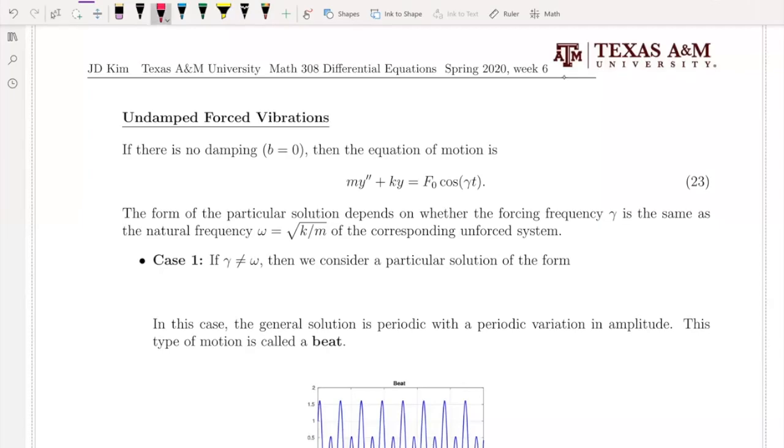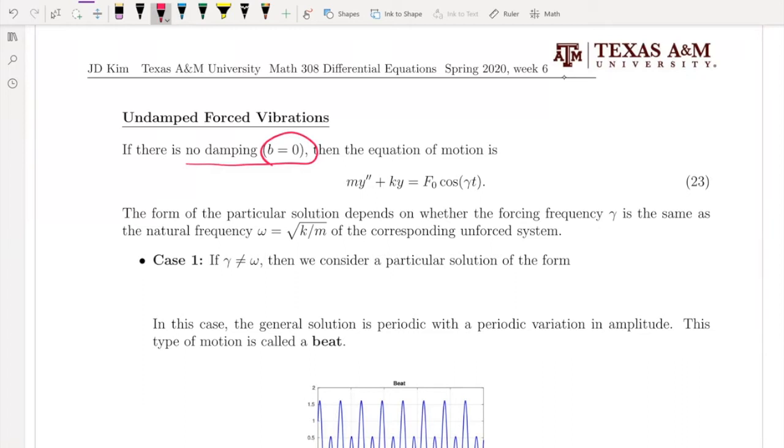Okay, now let's talk about the case w equals 0, which is where there's no damping term. I know it is getting complicated, right? But just try to do your best to understand what I'm saying. The name of this motion is an undamped forced vibration. Forced vibration means there is an external force, but there's no damping term. The case is this guy.